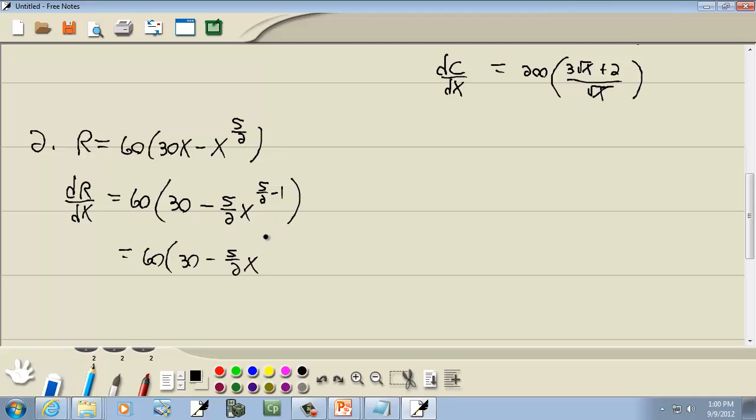Well, 5/2 minus 1 is 3/2. Actually, that's our answer right there. But it might multiply that through. I don't know. I bet they leave it that way. If I multiply it through, get rid of the fraction here, that's the only thing I was thinking about. Let me do it just to show it. 60 times 30 is 1800. Minus 60 times this. The 2 and 60 gives you 30, so 150 x to the 3/2. There we go.